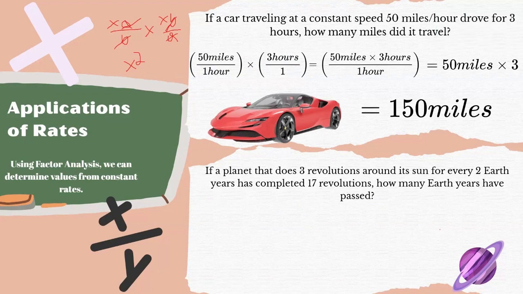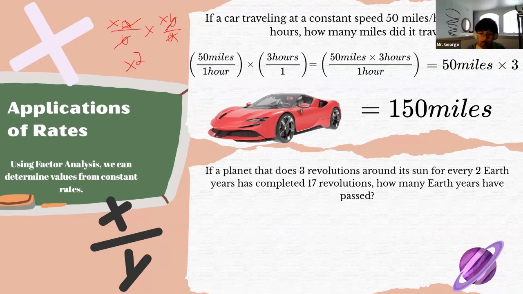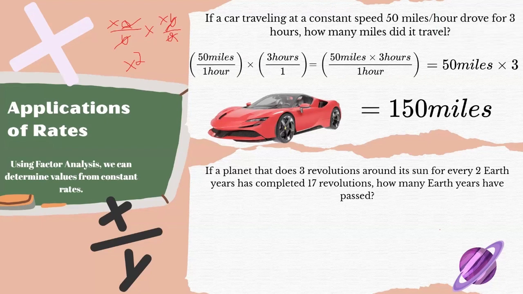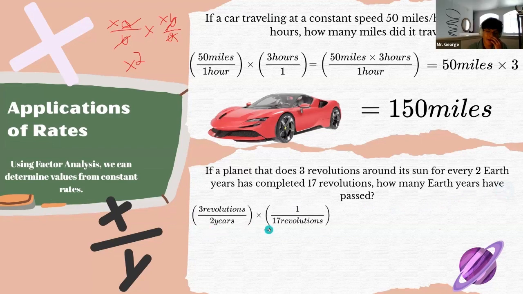Any suggestions? I would put 3 revolutions as a fraction, for the numerator, and 2 below for the denominator. Okay. And I would put a multiplication sign, and for the other one it's going to be 17 over 1, I'm guessing. Yes. Very good. That's exact.